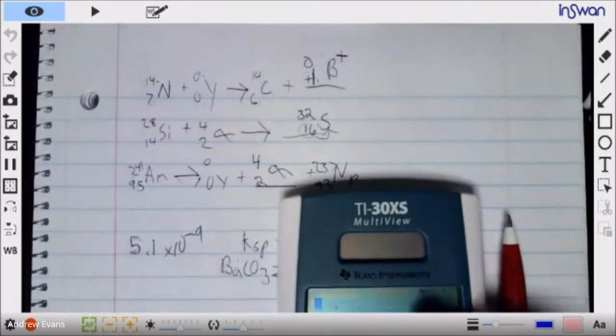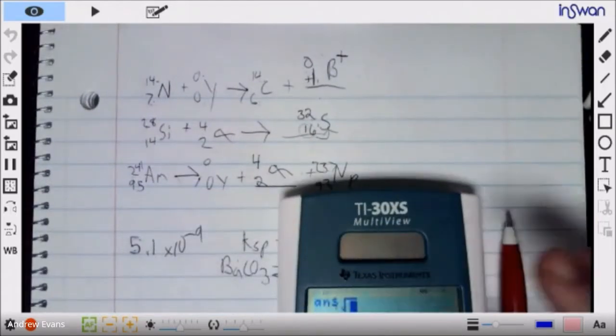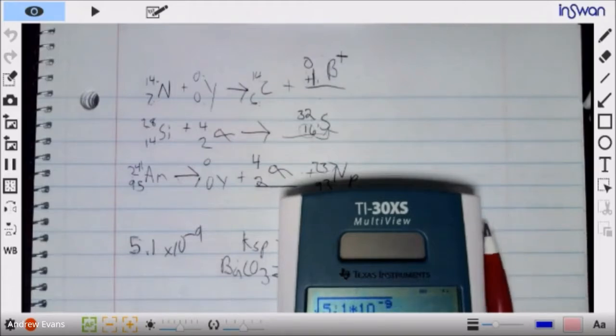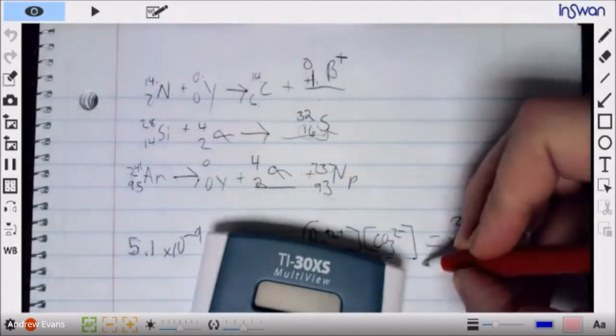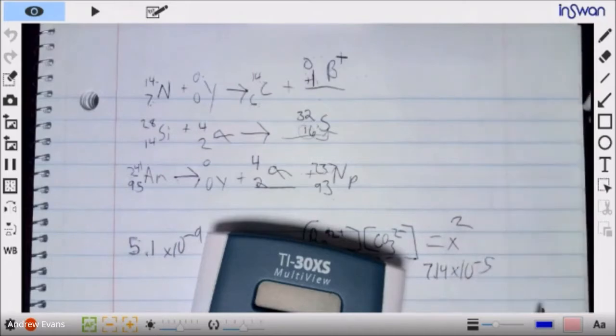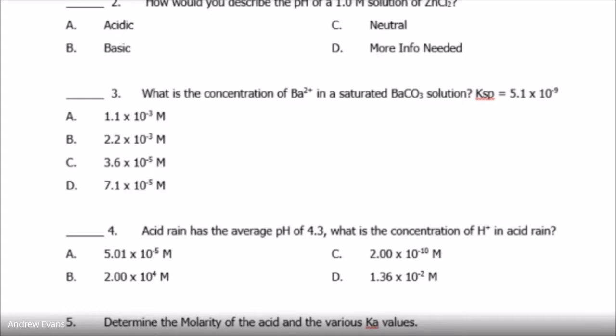So square root of 5.1 times 10 to the negative 9 is 7.14 times 10 to the negative 5. Or answer D. Answer D.